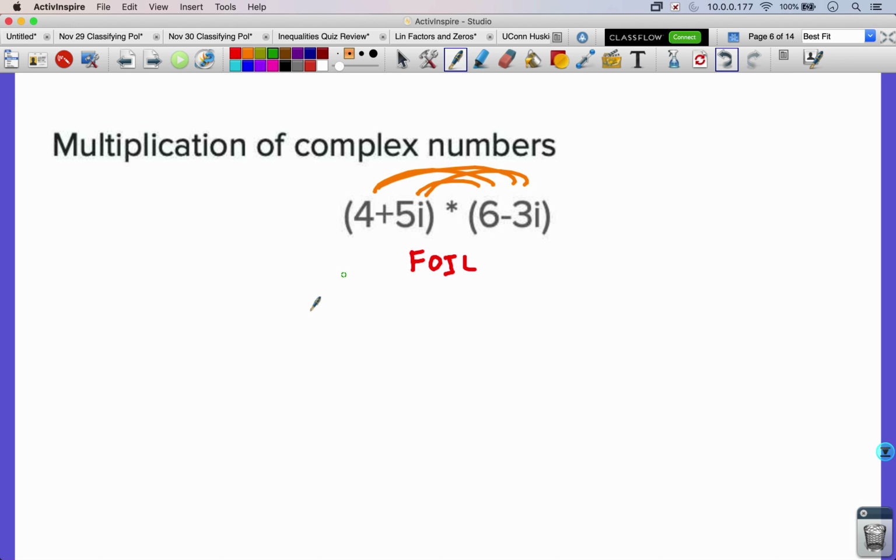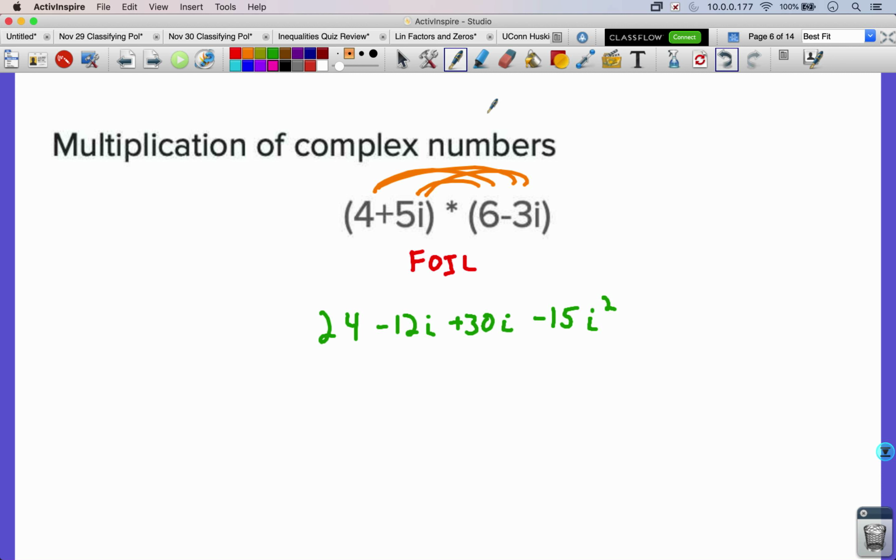So 4 times 6, that becomes a 24. 4 times a negative 3i becomes a minus 12i. 5i times 6 becomes a plus 30i. And then here's our last. 5i times a negative 3i becomes a negative 15i squared. Multiply the coefficients, multiply the i's. i times i becomes i squared.